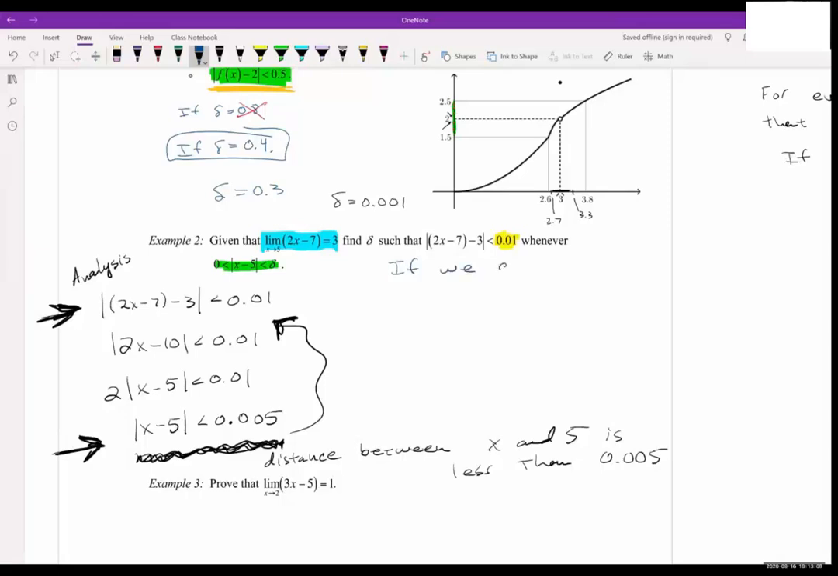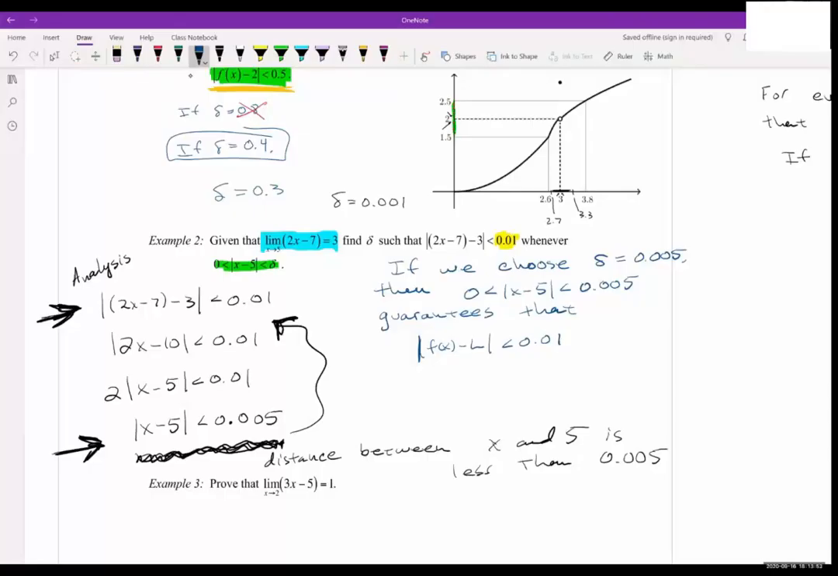if we choose delta equal to 0.005, then 0 less than |x minus 5| less than 0.005 guarantees that the distance between the function, the distance between f of x and L is going to be less than 0.01.